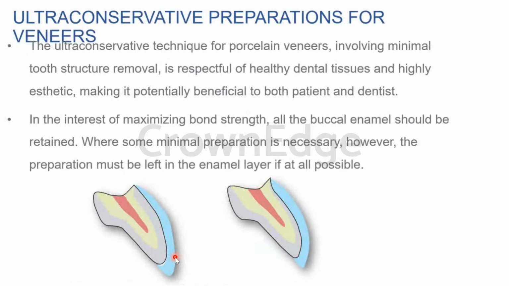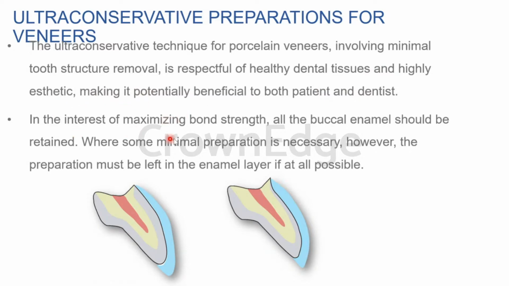So now let's switch over and shed a little bit of light on veneer preparations, right? The ultra conservative principle applies everywhere. It applies to aesthetic dentistry, it applies to restorative dentistry, and in the next few slides we'll see how it is even applied to endodontics. So the ultra conservative technique for veneers involves minimal tooth structure removal. That is, it is highly respectful of the healthy dental tissues and highly aesthetic, making it potentially beneficial to both the patient and the dentist.